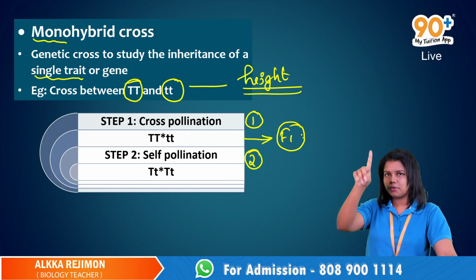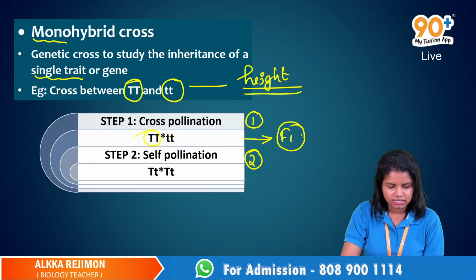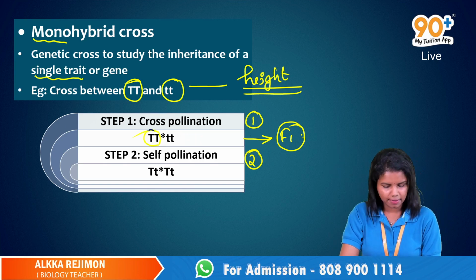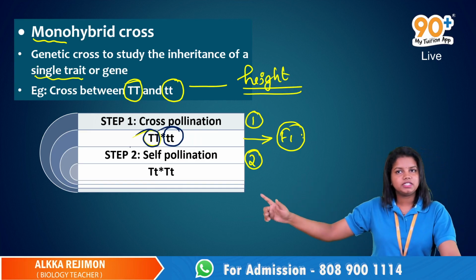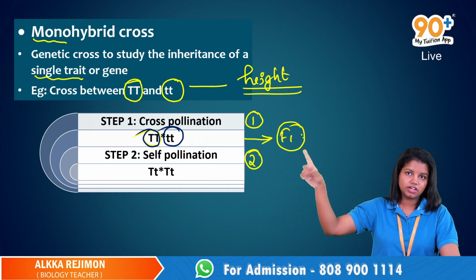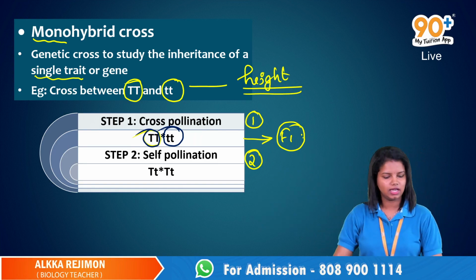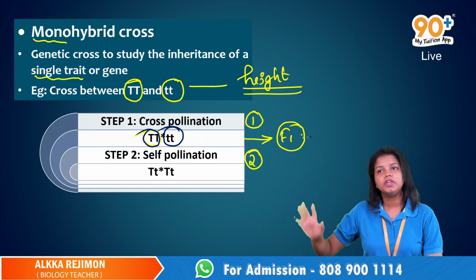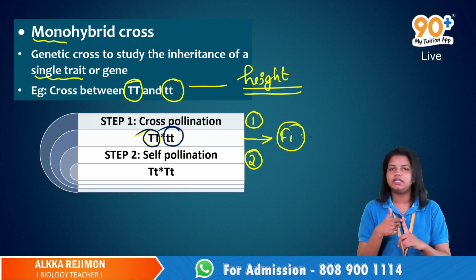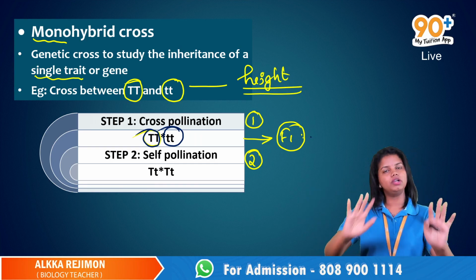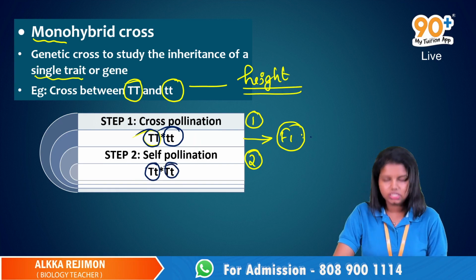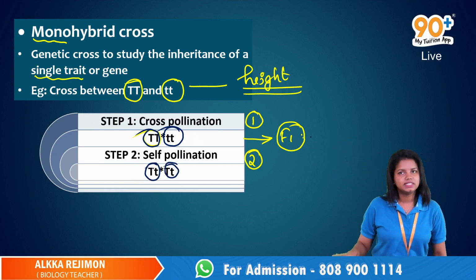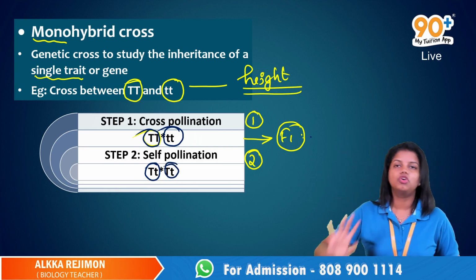First step is cross pollination between capital T and small t. In the second step, we take the offspring produced by crossing capital T and small t, which we call the F1 generation, and self pollinate it, which means they pollinate among themselves to produce offspring. That is the second step. So here you can see capital T small t crossed with another capital T small t. So cross pollination and self pollination are the 2 steps of monohybrid cross.